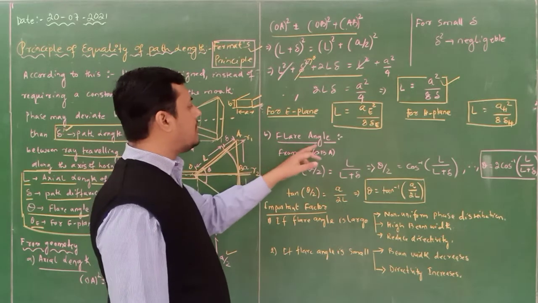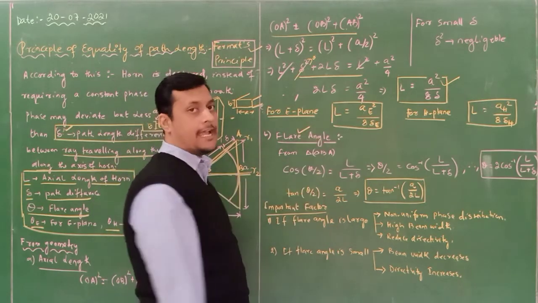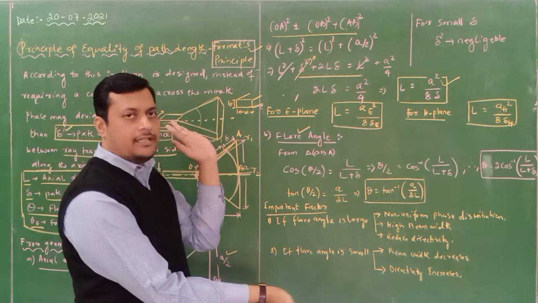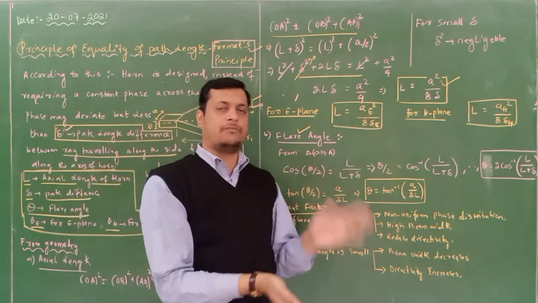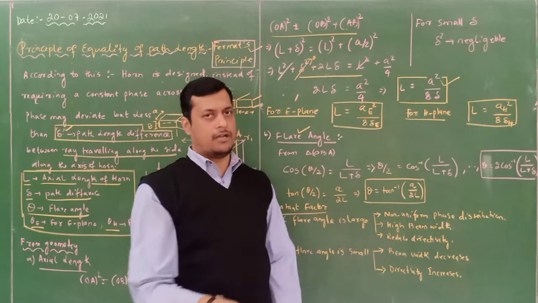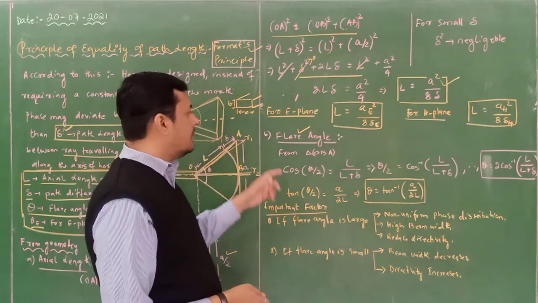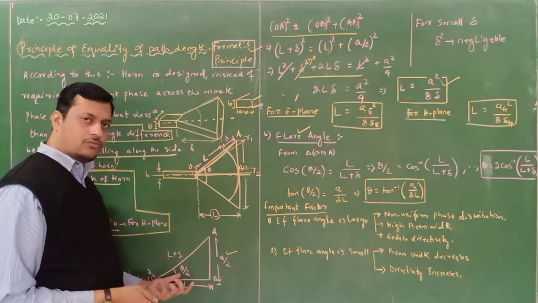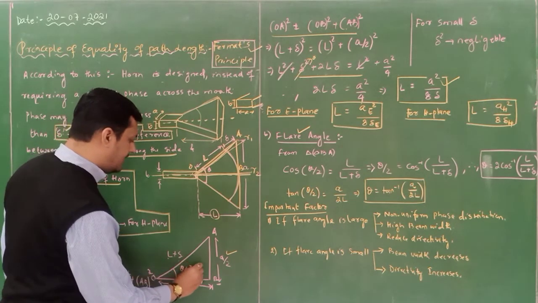Next, we can also calculate the flare angle. Flare angle means the opening of this angle. If the opening of the angle is more, what will happen? If the opening of the angle is less, what will happen? That we will discuss now. Now from the same triangle, if you take theta by 2, let us consider it is alpha.